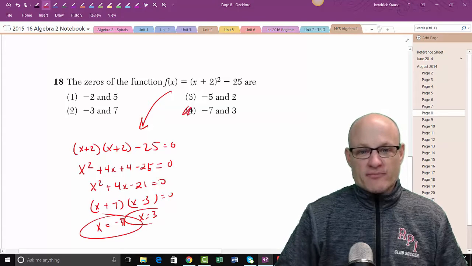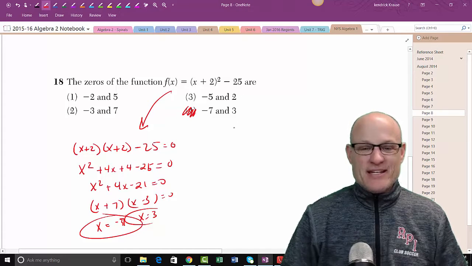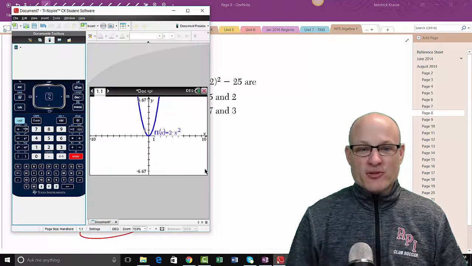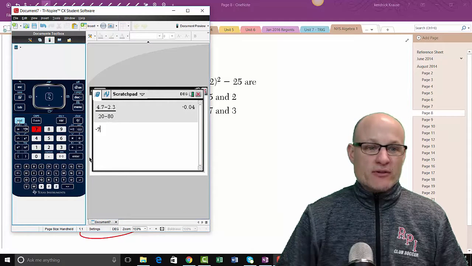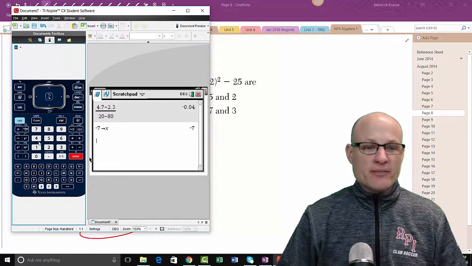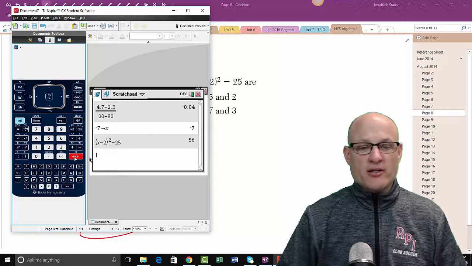So here's my answer. Now don't leave. I'm going to show you 2 different ways. That was the hard way to do it. The easy way is to just plug them in. So I use my calculator. I go negative 7, store it into x, hit enter, and then type that in, parentheses, x minus 2, parentheses, squared, plus 25. Or is it minus 25? Minus 25. Ka-ching.